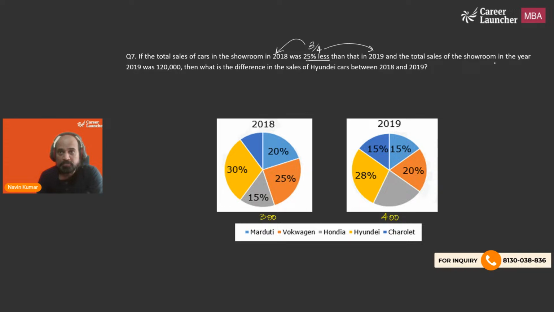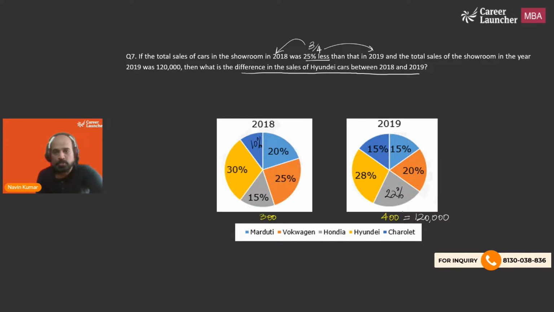And the total sales of the showroom in the car 2019 was 120,000, right? So this was 22% and this is 10%. Yeah, hमें पता है. Then what is the difference in the sales of Hyundai cars between 2018 and 2019?